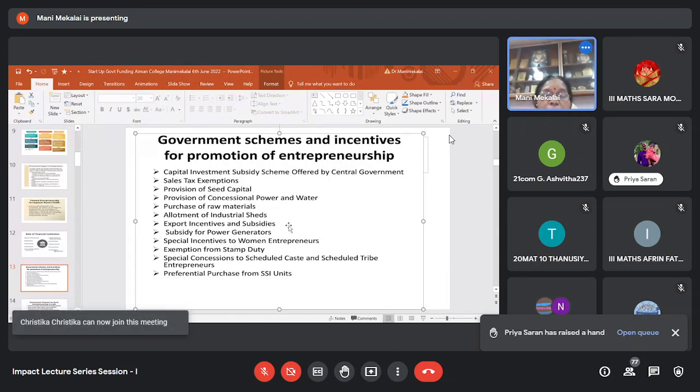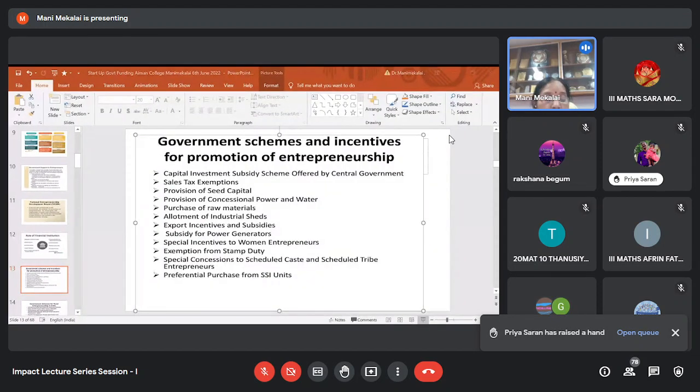Then allotment of industrial sheds, export incentives and subsidies, subsidy for power generators, special incentives to women entrepreneurs, exemption from stamp duty, special concessions to scheduled castes and scheduled tribes, and preferential purchase from SSI. I already told you some products are being reserved for SSI. So these are the services that the government is providing as incentives and services.